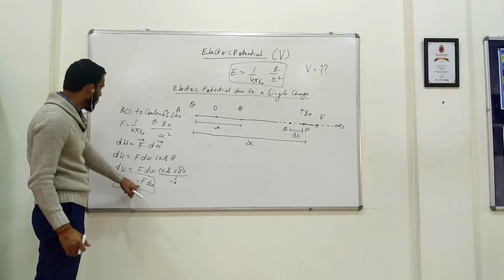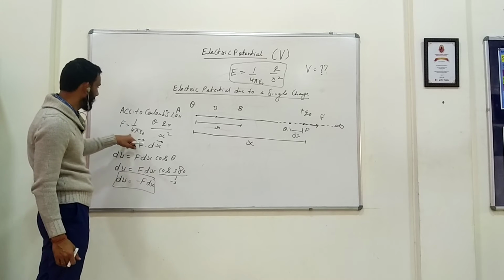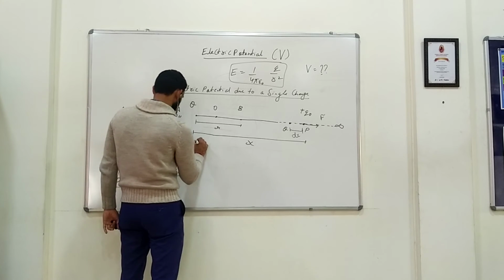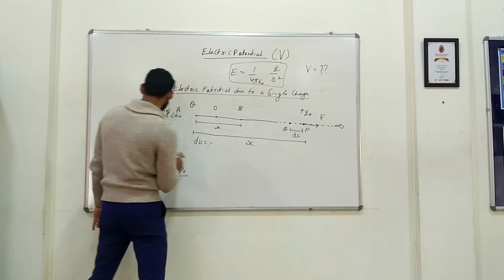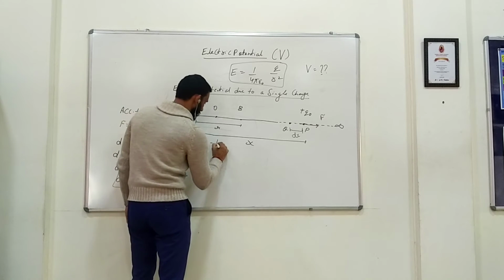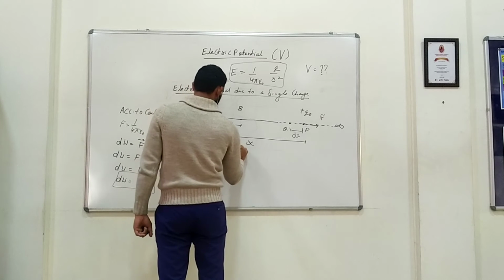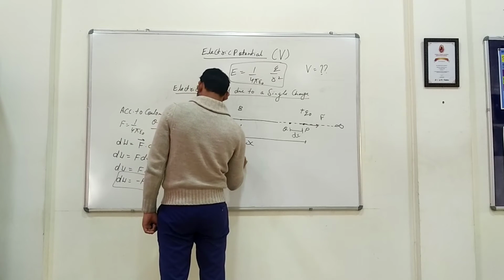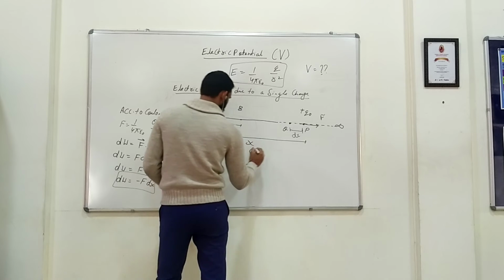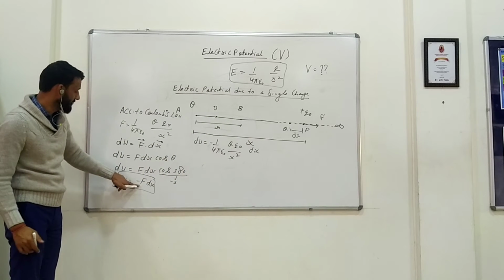Now we know the value of F, and the value of F is this. So I'll put minus 1 upon 4 pi epsilon naught, Q Q naught upon x square, and then dx. So I have put the value of F from here.